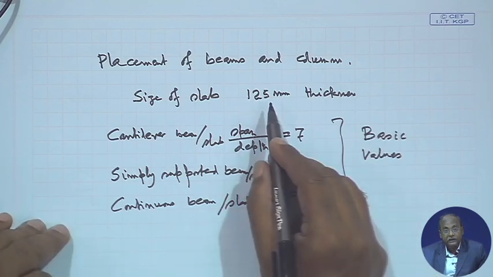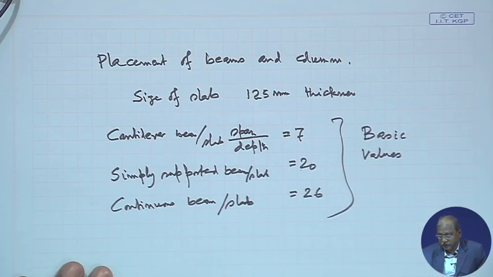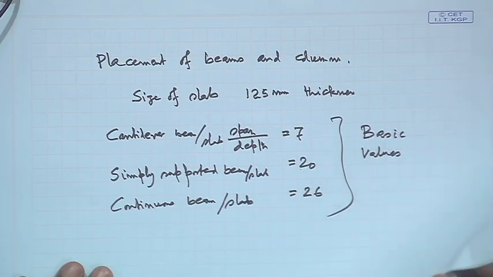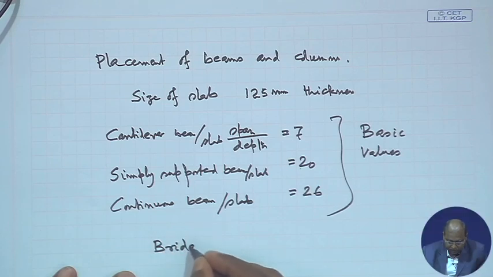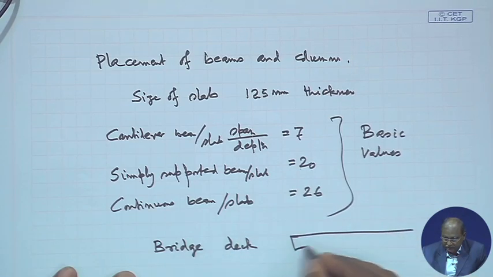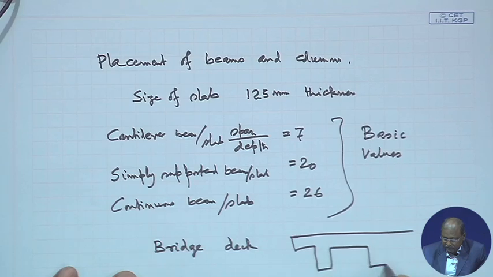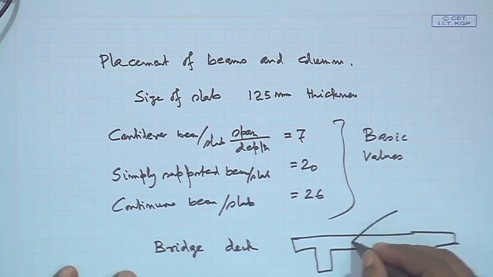So, the question here is that 125 millimeter is the thickness we shall provide, and in most cases you will find that we provide that only. Though it is out of context because we are talking only about buildings, just let me tell you for bridges. At the top you have the bridge deck, like this, just to give you an idea, and this is called the deck and this is the beam.